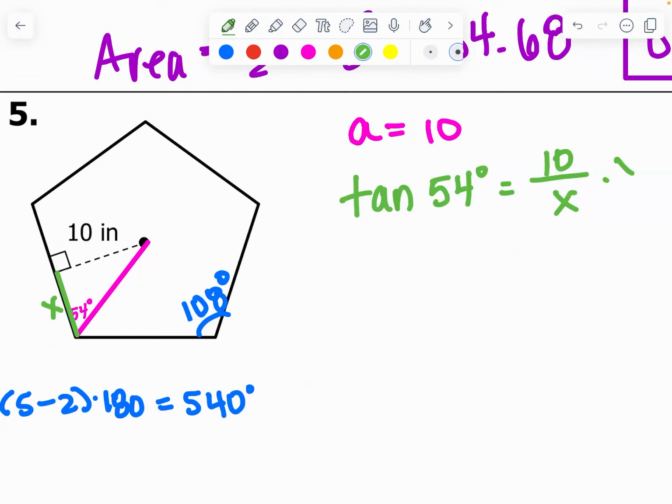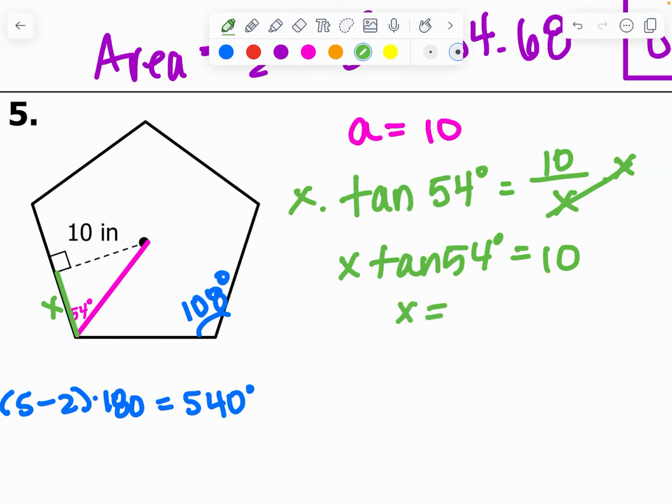So we would want to multiply both sides by x. So x tangent of 54 equals 10. So what are you going to put in your calculator? 10 divided by the tangent of 54. 7.27.